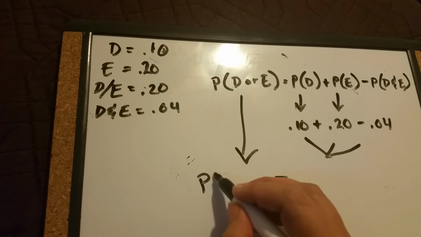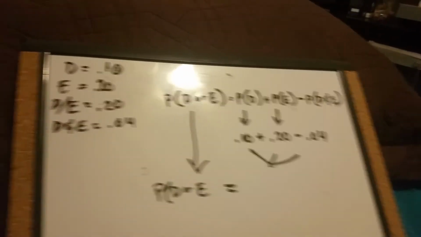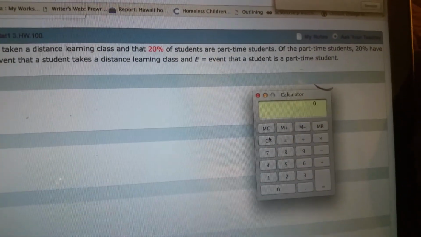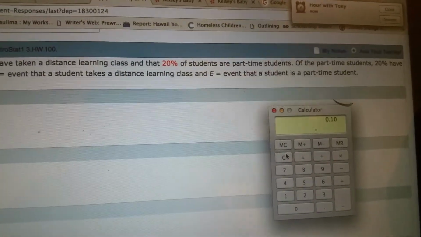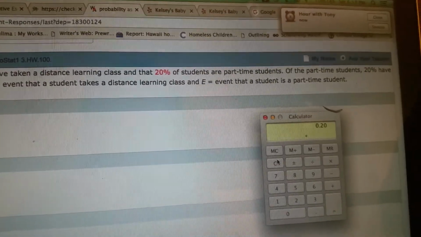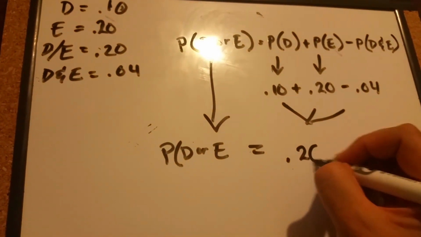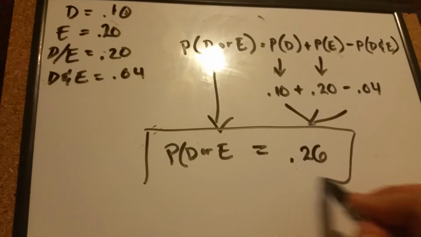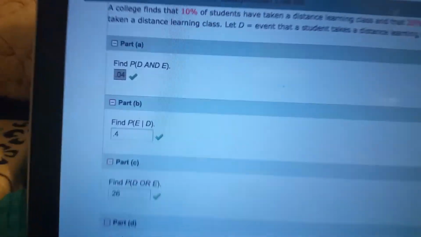So let's see, P of D or E equals 0.10 plus 0.20. Let's sum that in. 0.10 plus 0.20 minus 0.04 equals 0.26, and that's how we get that. Okay, so I've got 0.26.